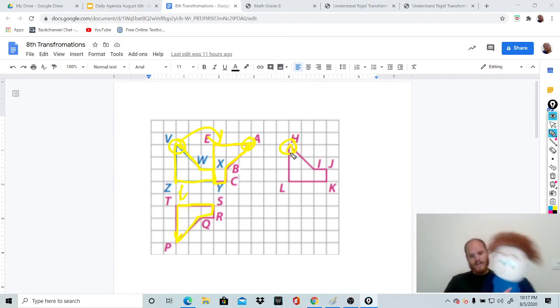Okay, and then this guy right here. Did it just slide? It did, it just slid. So, a translation. Exactly, a translation. I hope you guys are starting to see these patterns too. This is what is going on with your transformations, but I have some more for you.